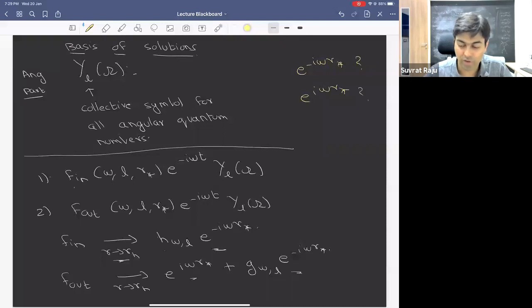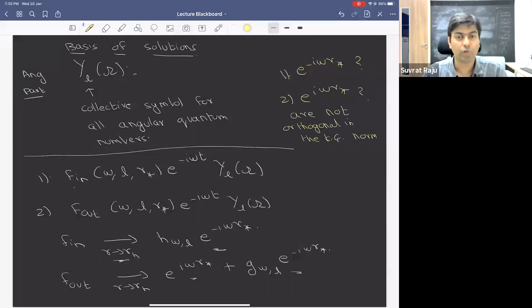We could choose any choice, and the natural question might be, why didn't we just choose these two solutions? The reason is that we need to make sure that the two solutions are orthogonal in the Klein-Gordon norm. When you look for solutions which are orthogonal in the Klein-Gordon norm, these two solutions, if I call these 1 and 2, are not orthogonal in the Klein-Gordon norm. Whereas these two solutions, even though I haven't told you what they are, you could choose h omega l and g omega l so that these two solutions are orthogonal in the Klein-Gordon norm.